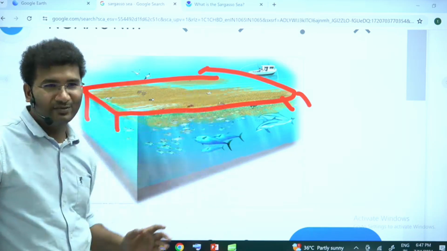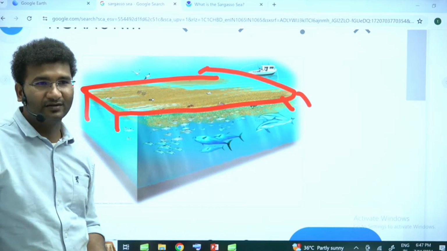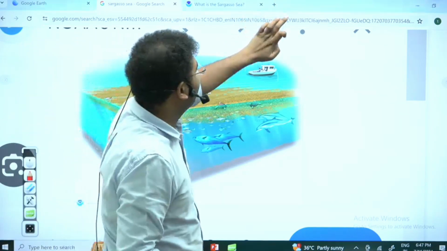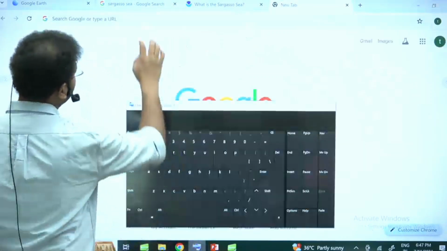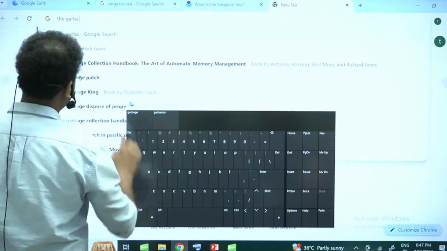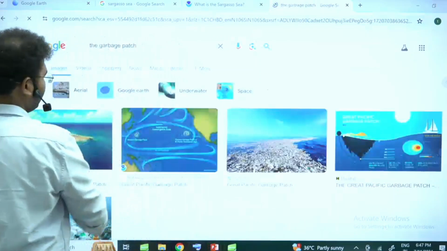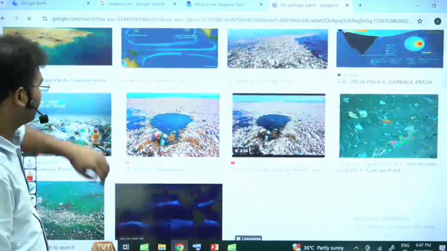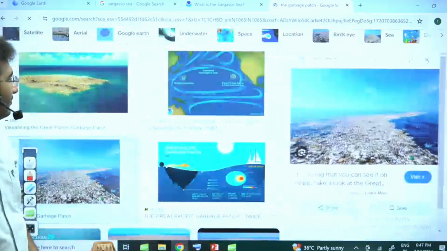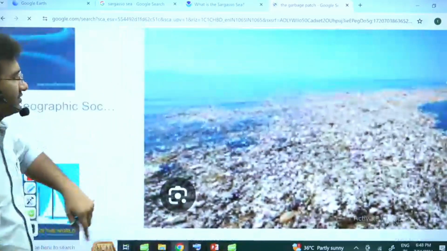Like this, we also have a garbage patch. The Great Garbage Patch. How many of you know this? One. What is this Great Garbage Patch? That is found in the Pacific Ocean. It looks like this. I am very sure your contribution is also there to this patch. Okay? This is called the Great Garbage Patch.